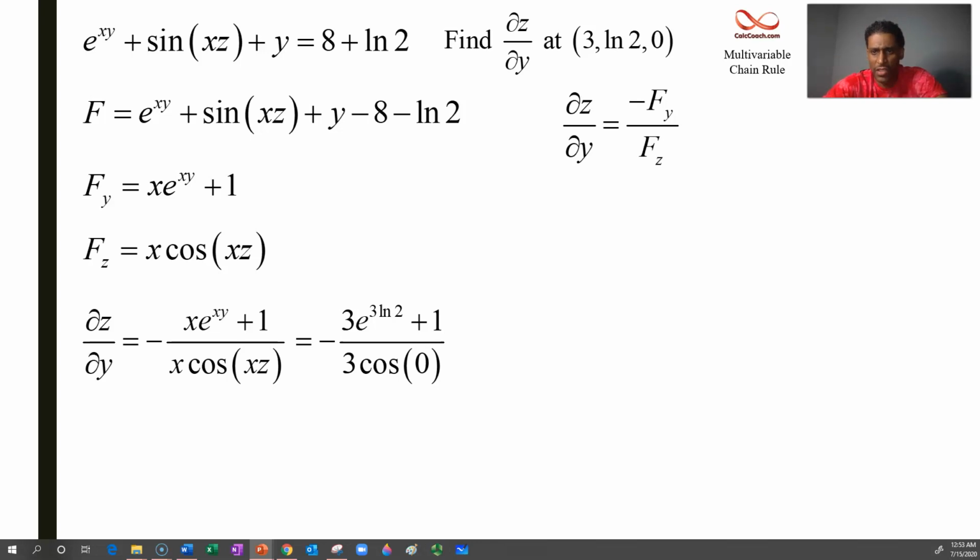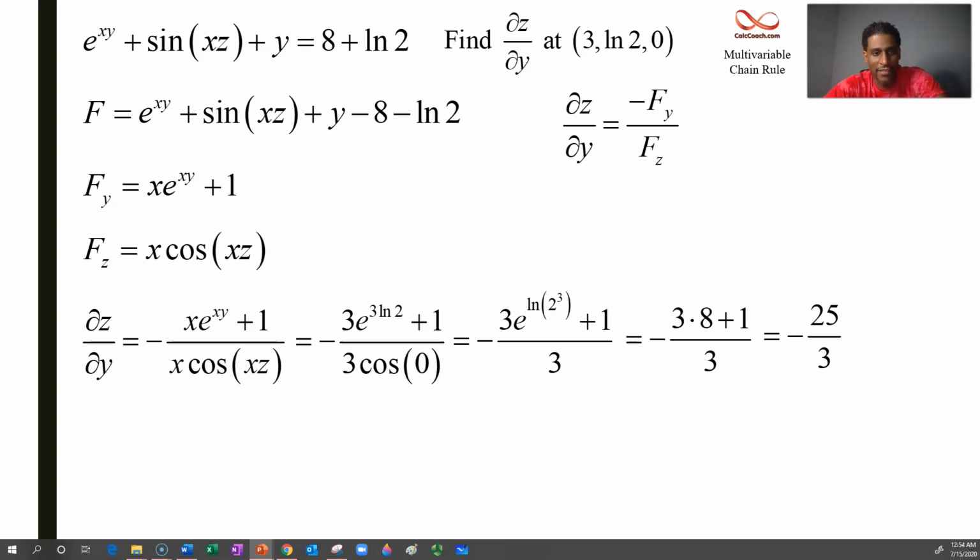What's going on with this e to the 3 log 2? You can't cancel the e and the log. First you have to get rid of the 3 using the log property: a times the log of b is the log of b to the a. And then you could cancel. It's really 3 times 2 to the 3, which is 3 times 8, so that's 24. Plus the 1 is 25. The answer is 25 over 3. There was that negative out front. And you did it. All right.